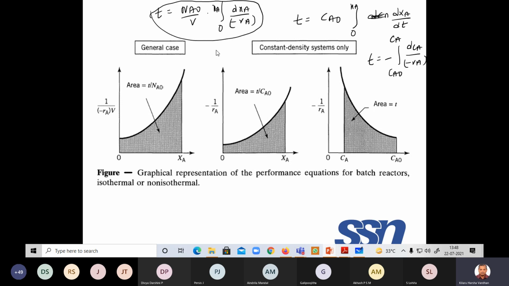If you want to do this, I'll write here again. T by Na naught is equal to, I'm just rewriting this equation, integral 0 to XA dXA by minus RA into V is equal to T by Na naught.